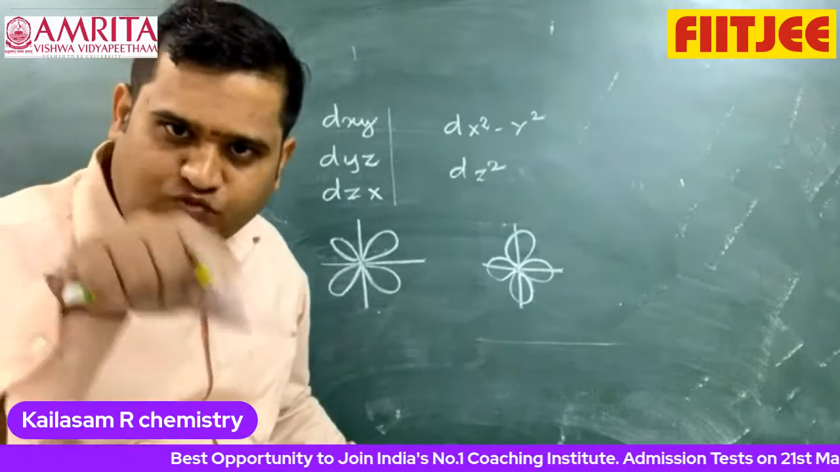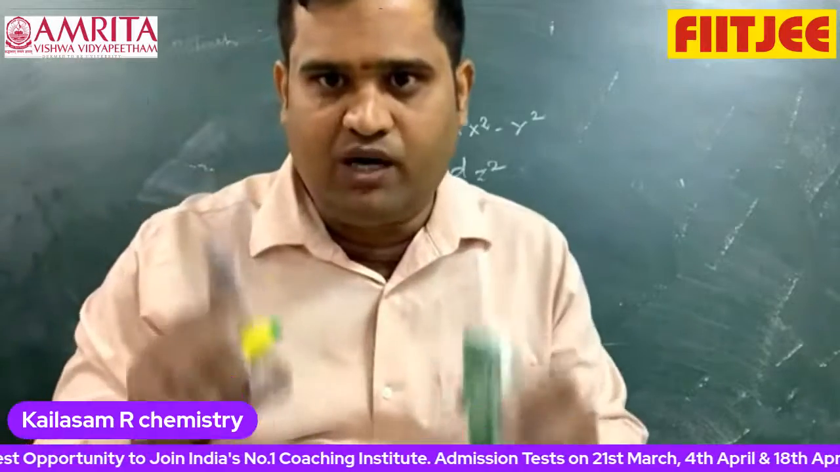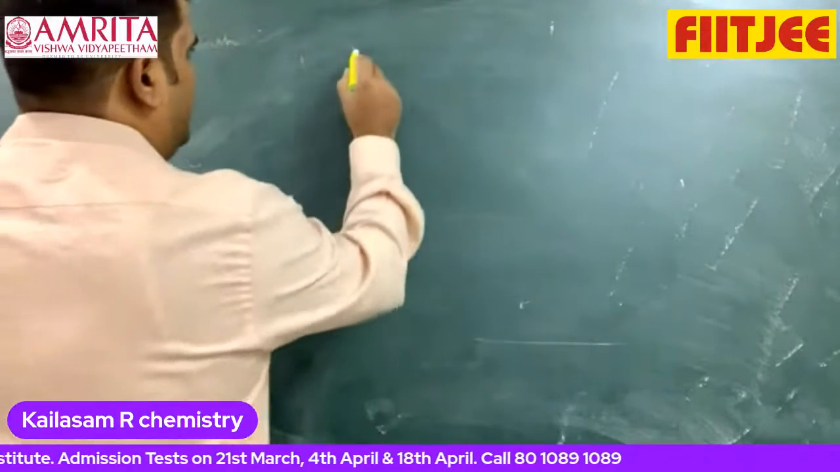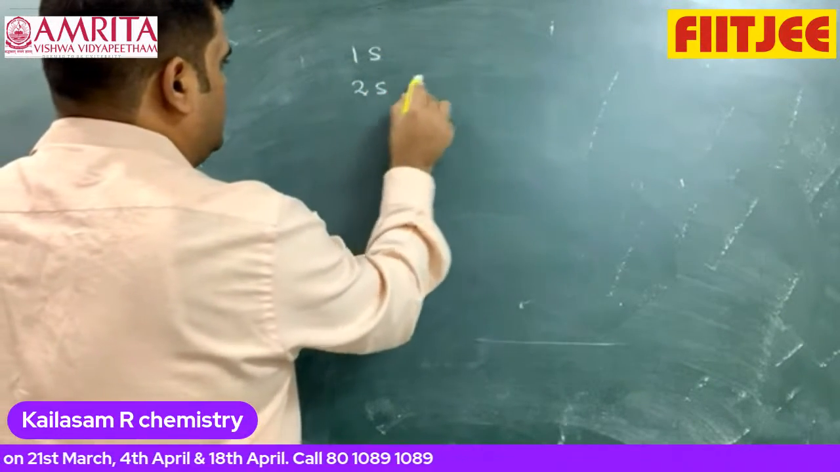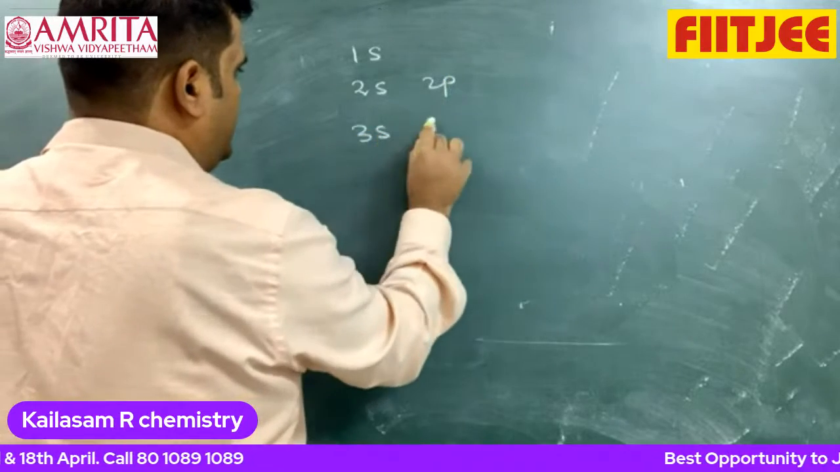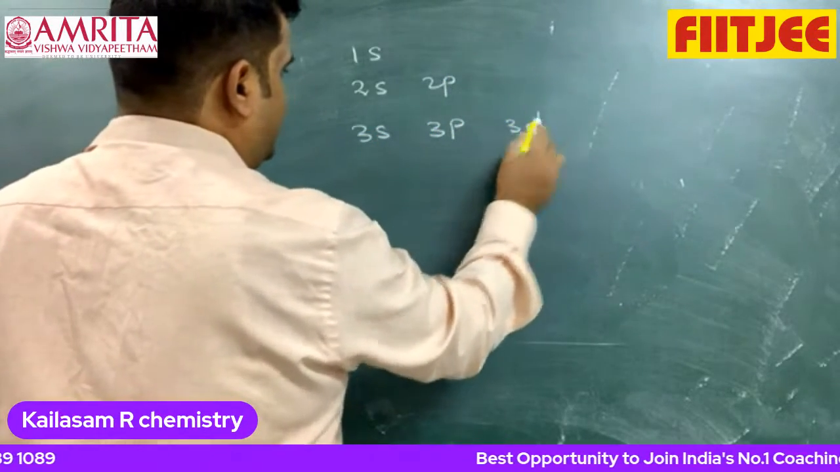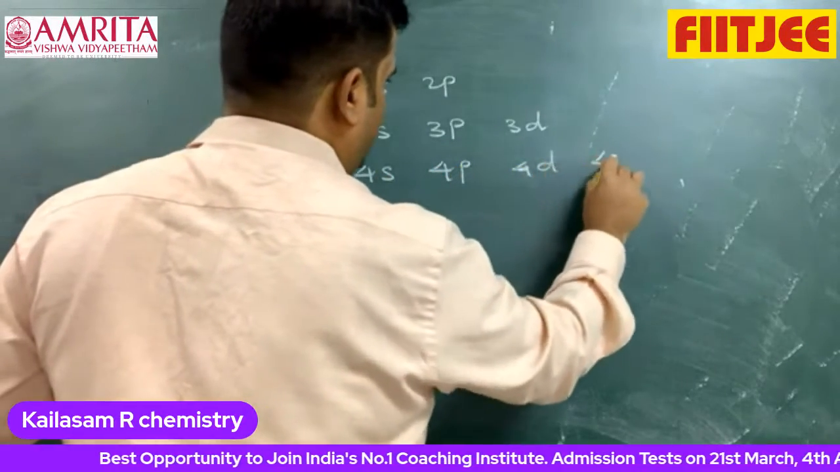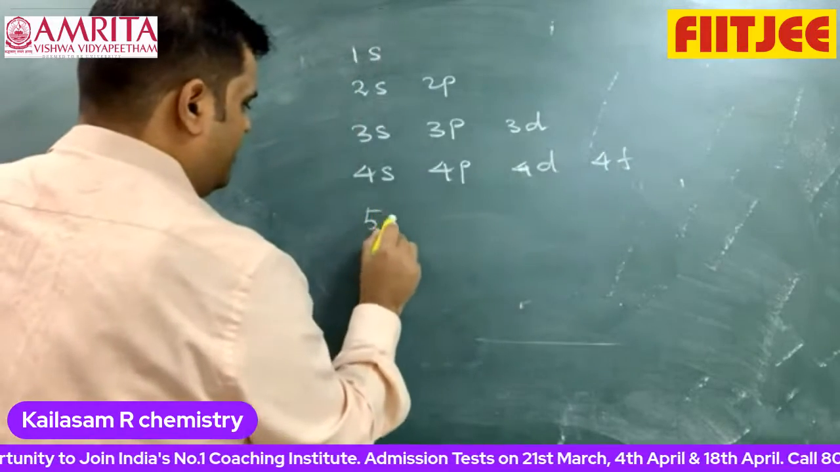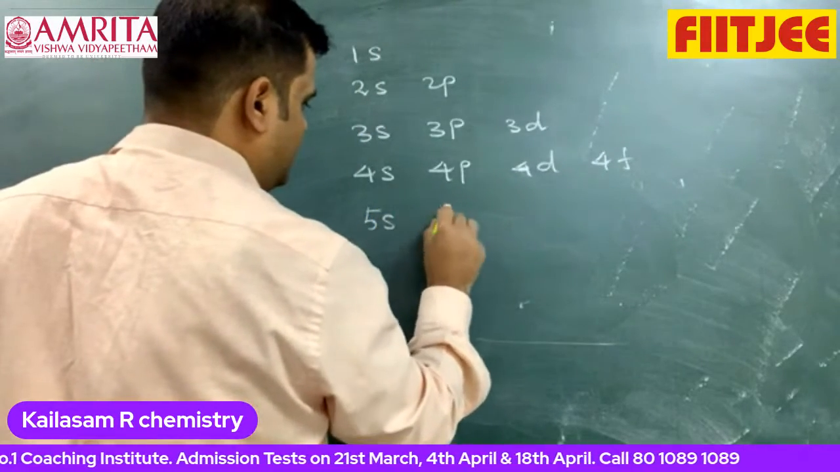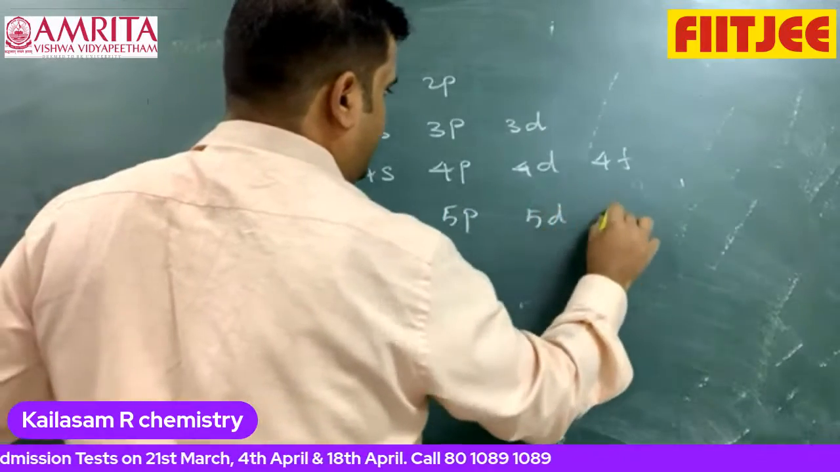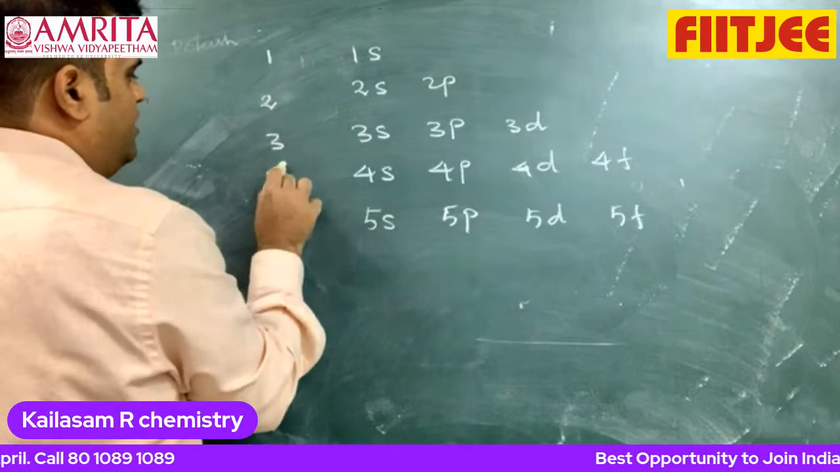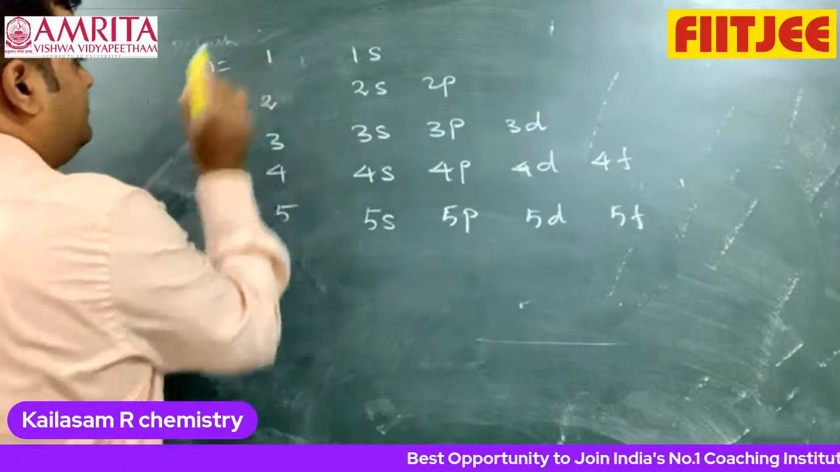What is the principle? It is called the Aufbau principle. Aufbau principle is only applicable for multi-electron systems. Don't forget about it. Now listen. I'll go 1s, 2s, 2p, 3s, 3p, 3d, 4s, 4p, 4d, 4f, 5s, 5p, 5d. So here 1, 2, 3, 4, 5 is nothing but n.